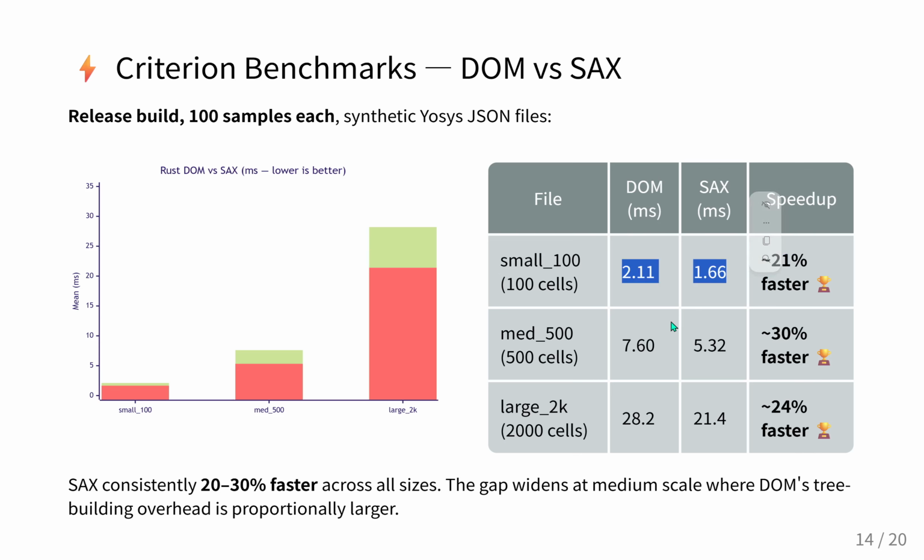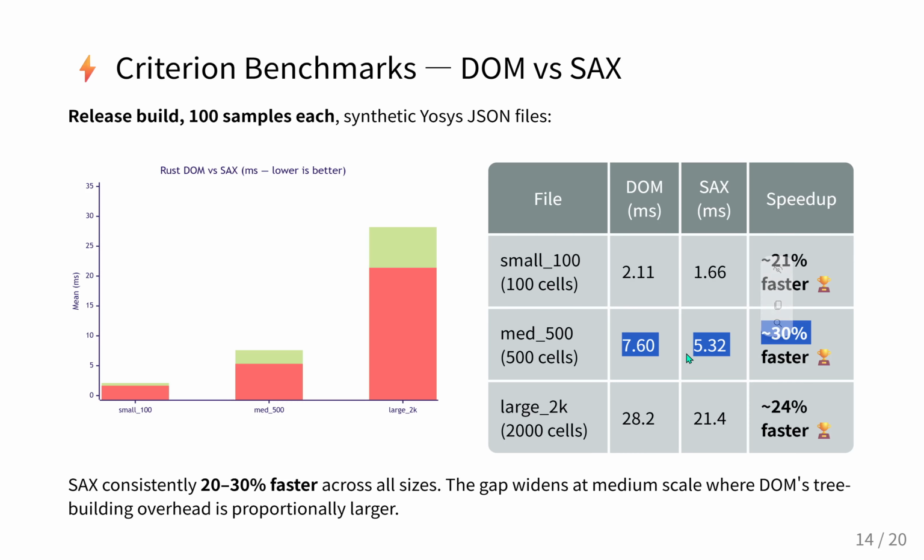Okay, so that is about 21% faster. Right, a very solid improvement for a small workload. Let's jump to a large file, 2,000 cells. DOM took 28.2 milliseconds. SAX took 21.4 milliseconds. That is roughly 24% faster, so it scales beautifully as the blueprint gets massive.